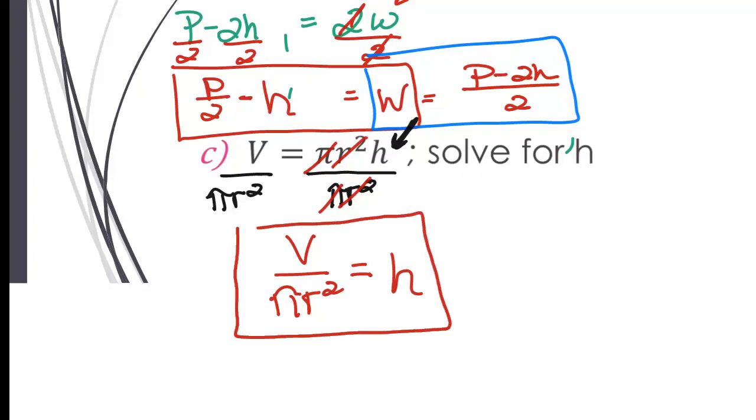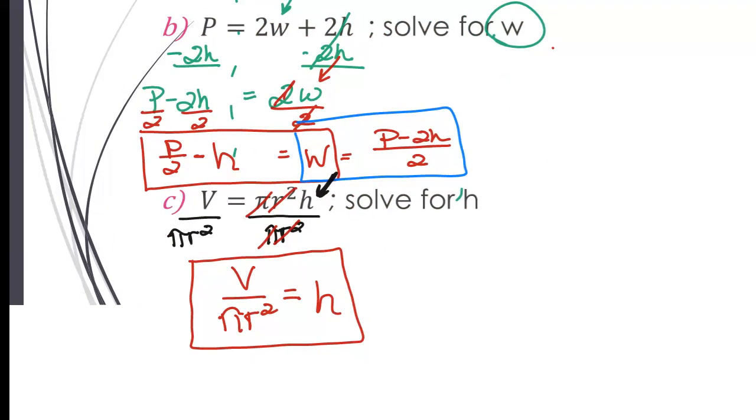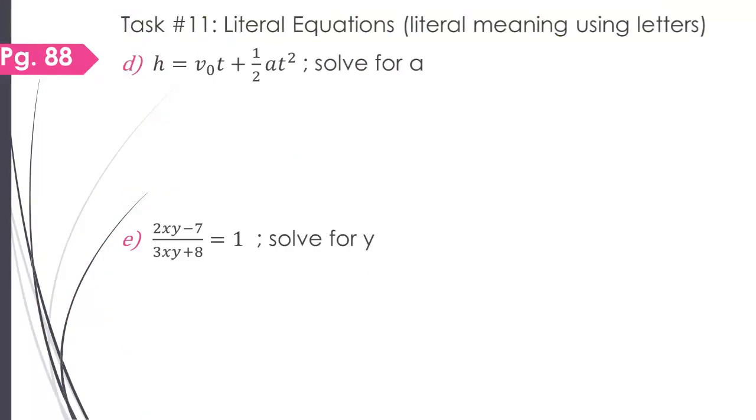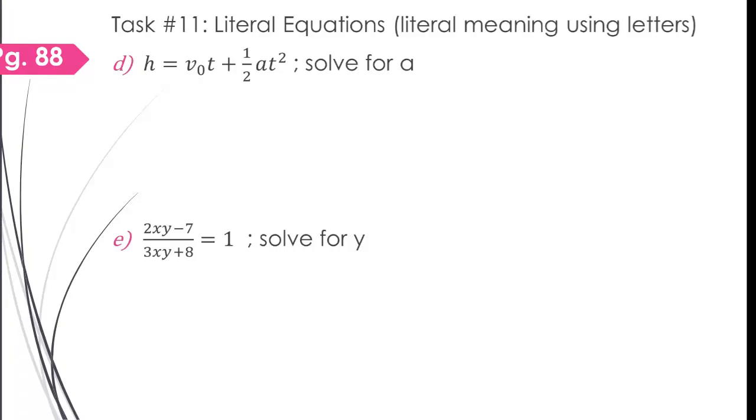You just have to try to ask yourself the same kind of questions that I am. You're trying to get H by itself. What's happening with H now? Is it being added to, subtracted from, multiplied? And you need to undo whatever that operation is. Any questions on those three? All right, let's go to the last two. This is where it gets a little more tricky. Not terribly, though. All right, letter D.